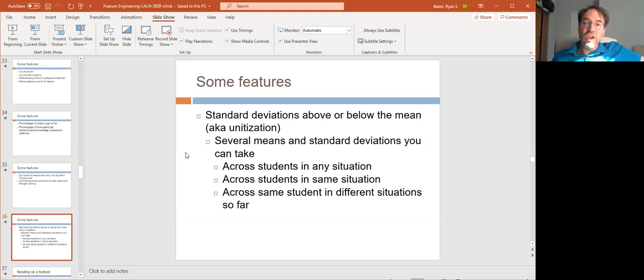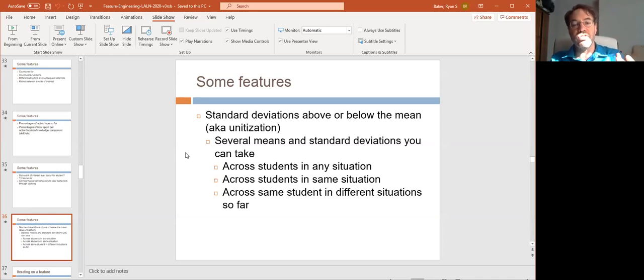Even if it's just 72 seconds or more, if you switch to a learning environment where actions are much slower or much faster, suddenly that model kind of breaks. Now, there's a lot of means and standard deviations you can take. You can look across students in any situation. Honestly, I don't really know why you'd bother with that one for most cases.